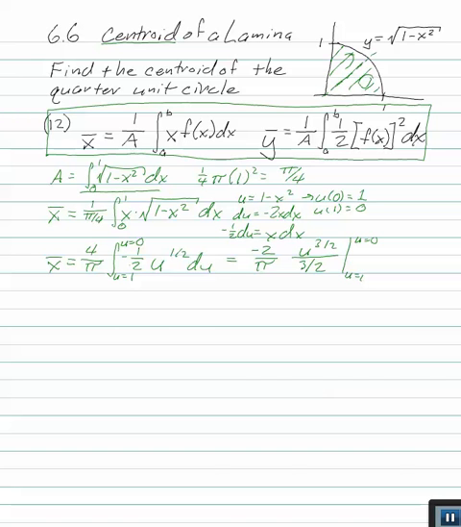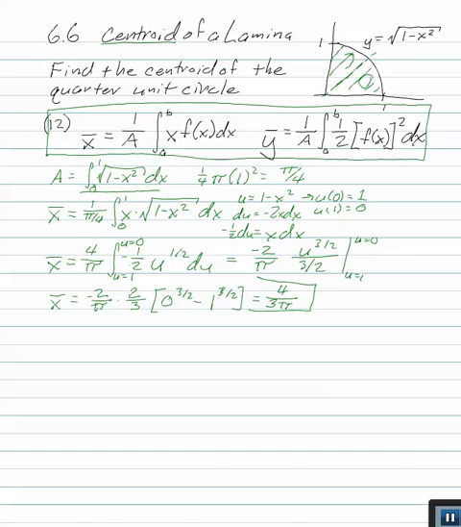That means I plug in the upper one, so x bar is, flip the denominator and multiply, so negative 2 over pi times 2 over 3 times, now I'm going to plug in. When I plug in the 0, I get 0 to the 3/2, and when I plug in 1, I get 1 to the 3/2. So that's just a minus 1. So that makes this negative a positive. So this becomes 4 over 3 pi. So that's our x-coordinate.